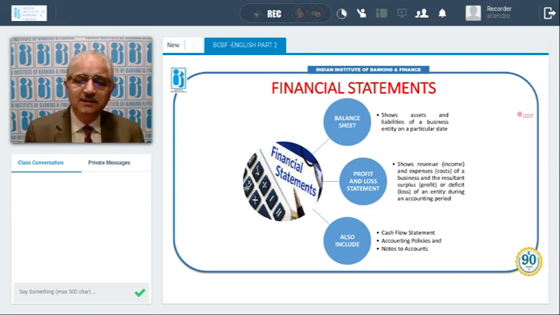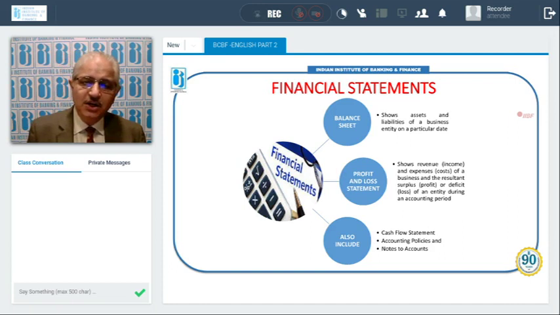And on which account, for what purpose did you make cash payments during the year? And what is your closing balance of cash? So all these items are shown in your cash flow statement.